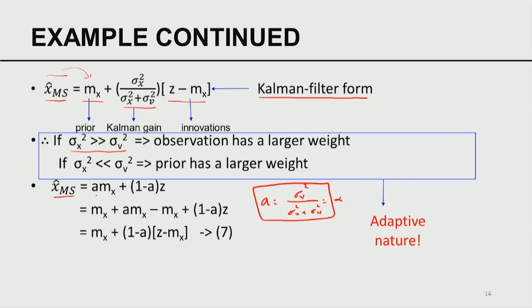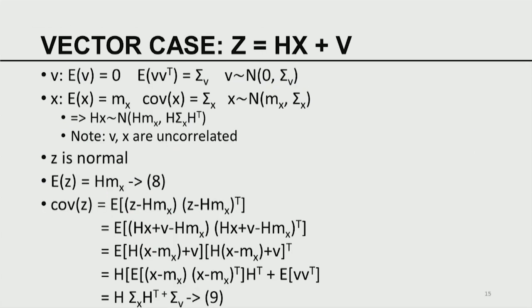X hat can be written as A times m_x plus (1 minus A) times z, which can be written as m_x plus this and that, and that can be written like this. So you can see these two forms are essentially the same form. This is also called the Kalman filter representation, Kalman filter like representation, KF form. So that is the basic idea behind the Bayesian estimation.